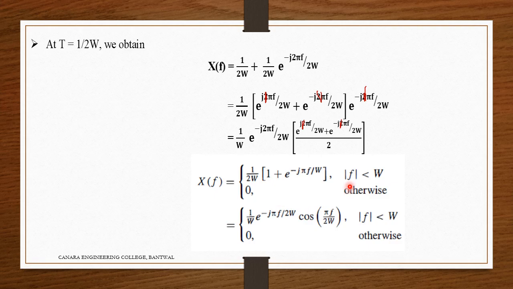It is 0 otherwise. Then 1 by 2w into bracket of 1 plus e raised to minus j pi f divided by w, for mod f less than w. Otherwise, we can represent this equation as 1 by w into e to the power of minus j pi f divided by 2w into cos pi f divided by 2w, for mod f less than w, or 0 otherwise.